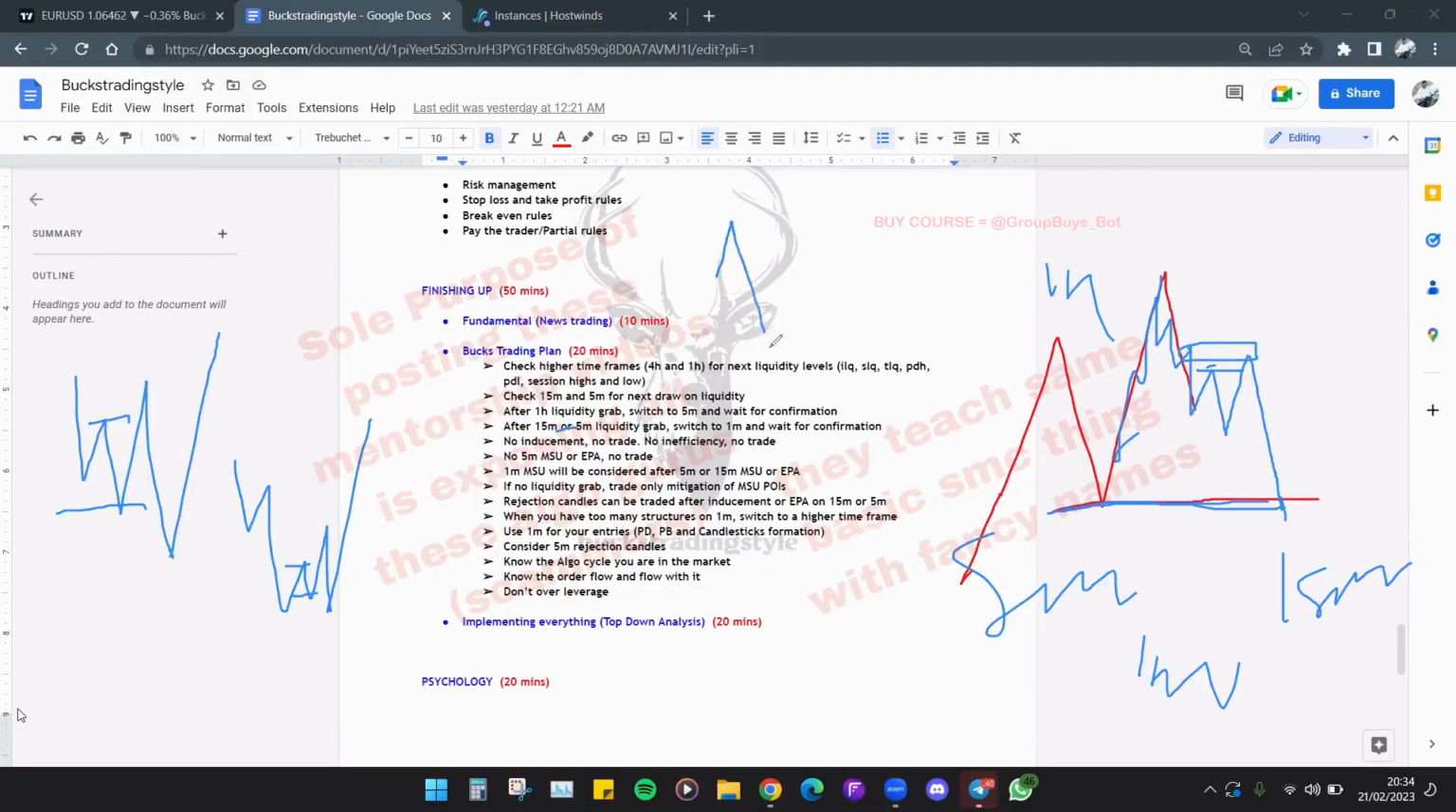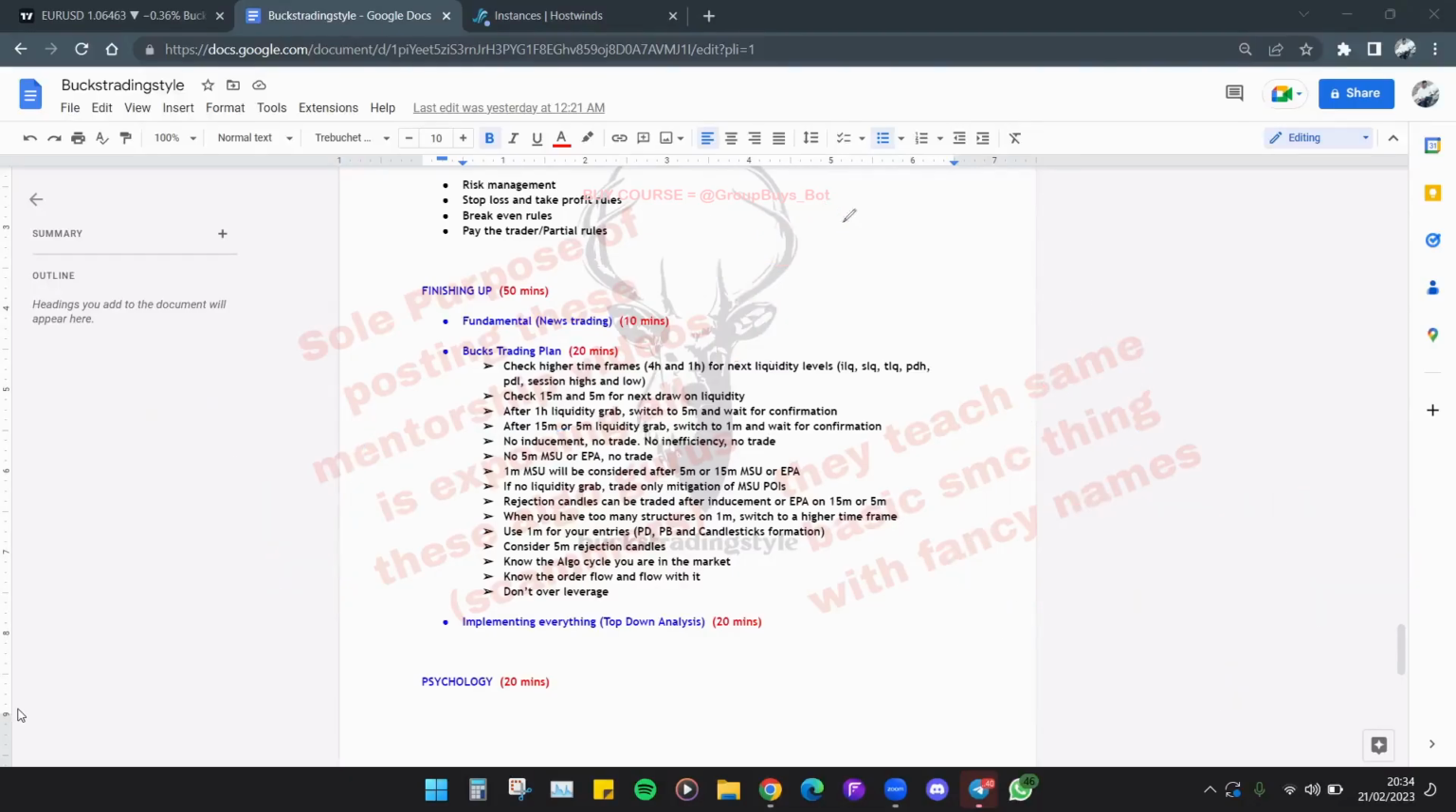If you are taking a trade this way, like this, high and low, I want to buy or sell from here. Okay, probably on a much lower time frame, price must have created this on the lower time frame, which makes this our inducement. So just put that in mind. No inducement, no trade. No inefficiency, no trade.